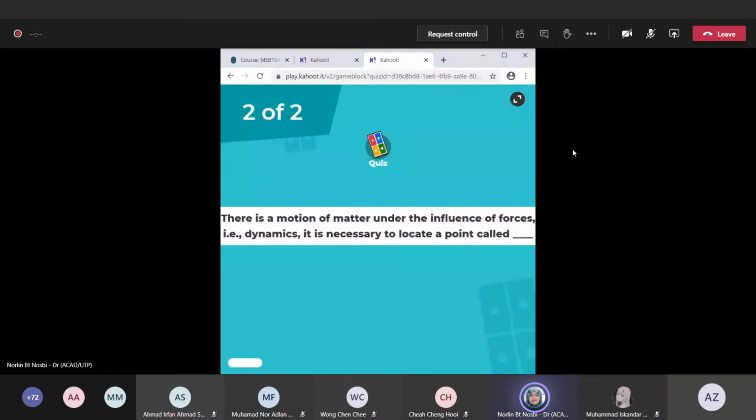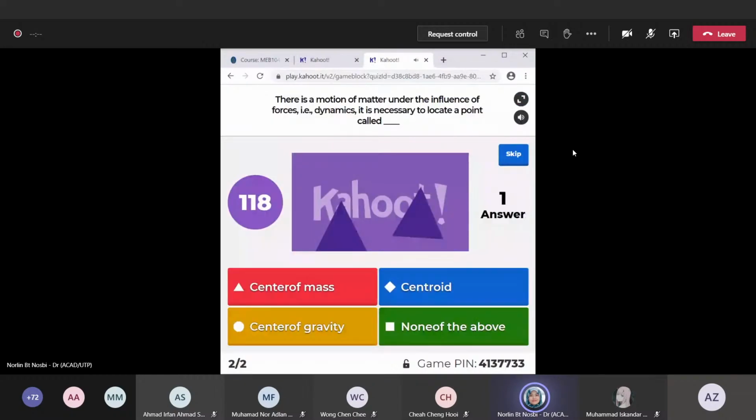Okay, final question. There is a motion of matter under the influence of forces, for example, dynamics. It is necessary to locate a point called what? Center of mass, centroid, center of gravity, or none of the above? Which one? Motion of matter under the influence of forces, that point is called what?